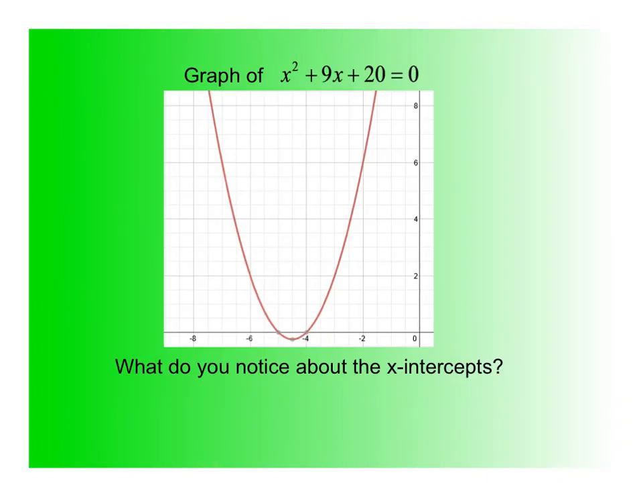So now notice, on the graph, where does it cross the x-axis? Well, it crosses right at -4, and the other one crosses right at -5. That's not a coincidence. That's what's supposed to happen.